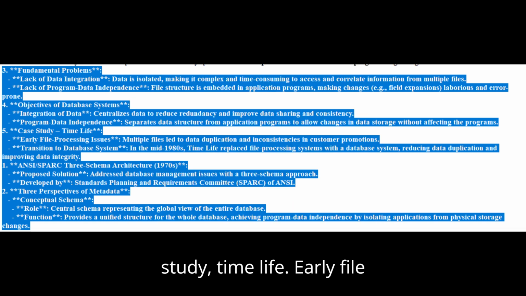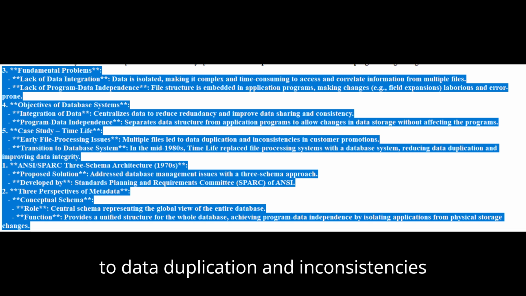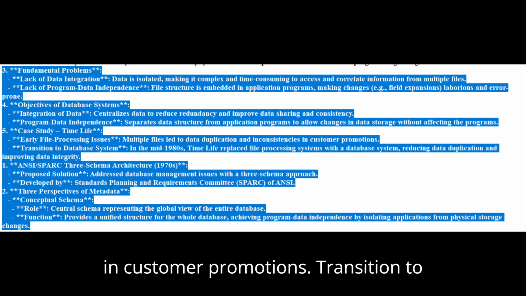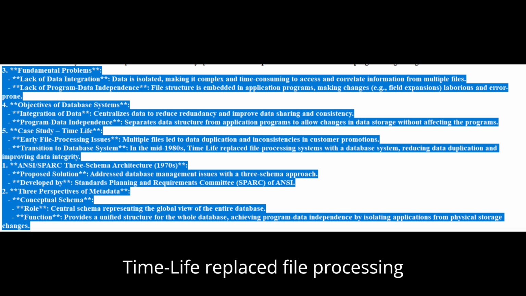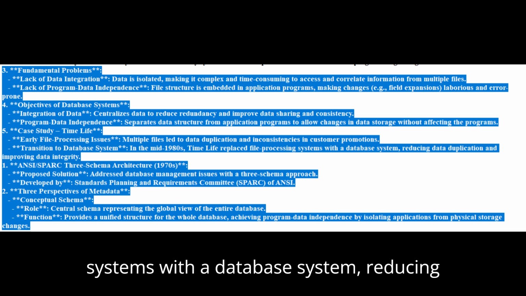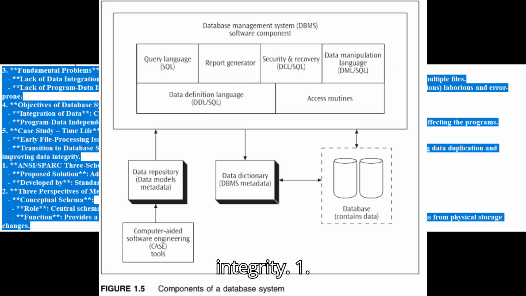5. Case study: Time Life. Early file processing issues: multiple files led to data duplication and inconsistencies in customer promotions. Transition to database system: in the mid-1980s, Time Life replaced file processing systems with a database system, reducing data duplication and improving data integrity.